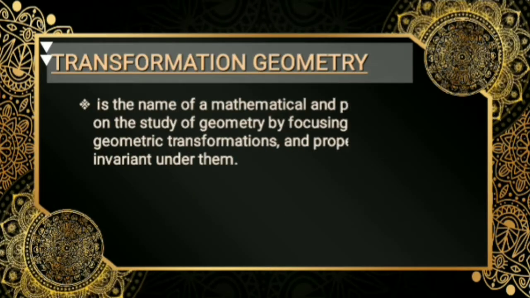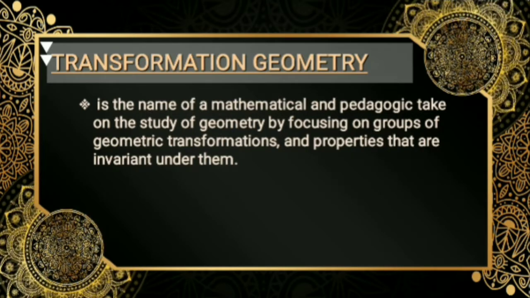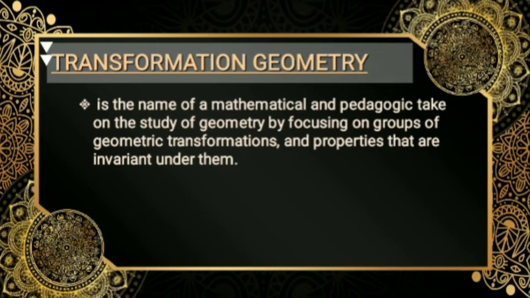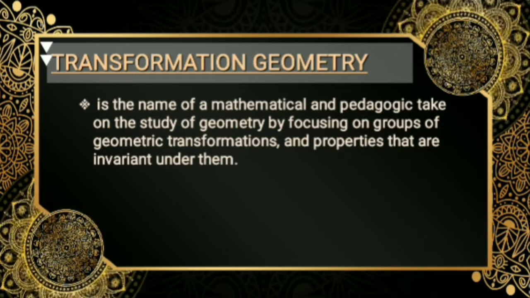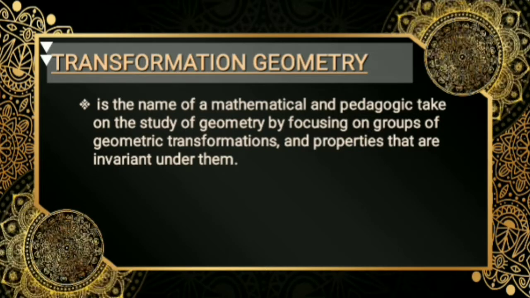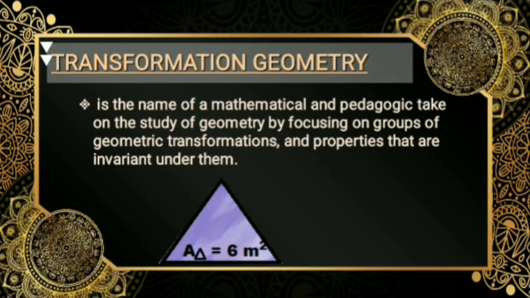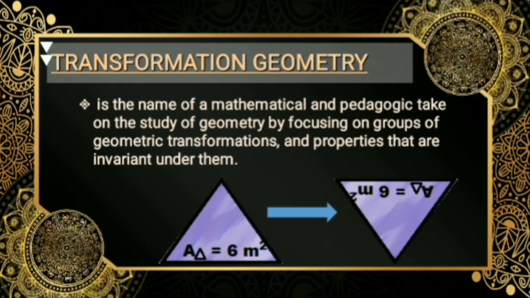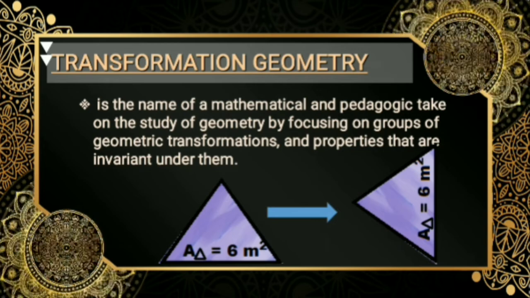In mathematics, transformation geometry is the name of a mathematical and pedagogic take on the study of geometry by focusing on groups of geometric transformations and properties that are invariant under them. When we say invariant, it means that the objects remain unchanged after operations or transformations of certain types are applied to the objects. For example, the area of a triangle is an invariant with respect to isometries of the Euclidean plane, which means that the area of the triangle remains the same even under any or multiple isometric transformations being applied to the object.